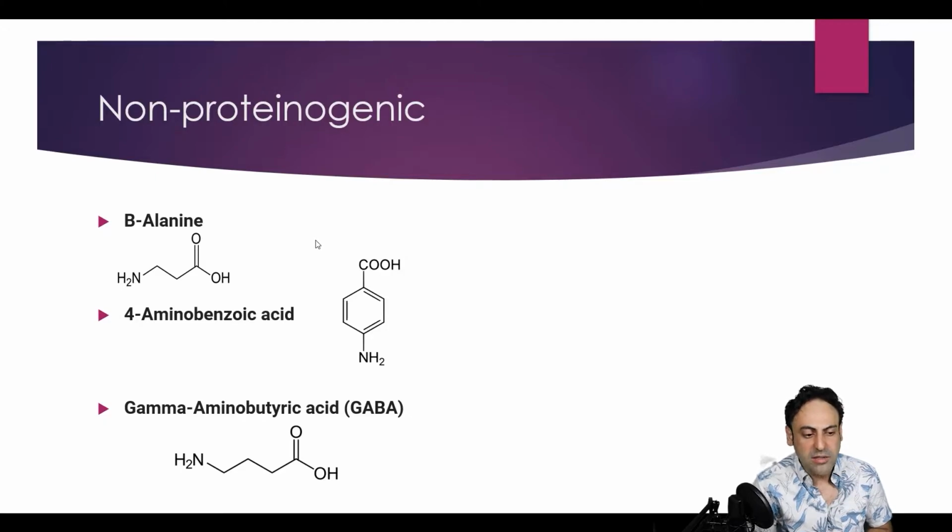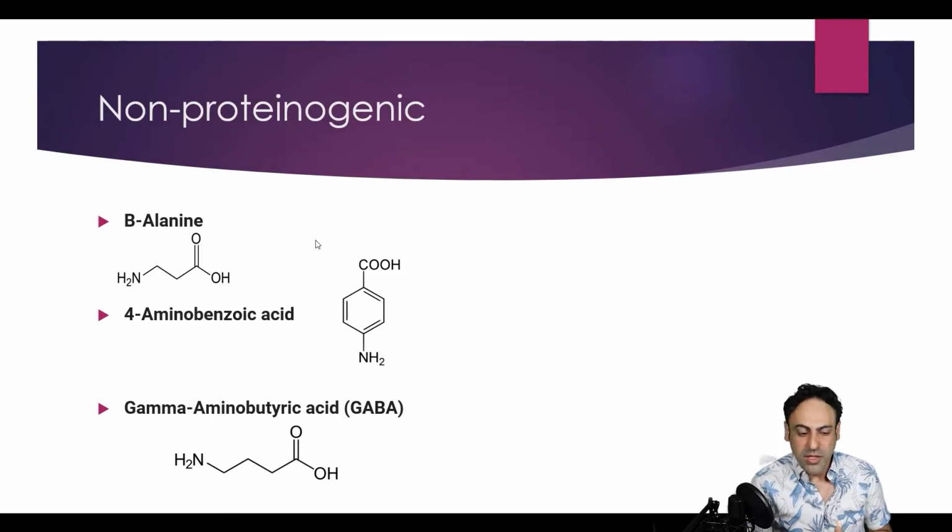The other one is 4-aminobenzoic acid that you see in the picture, and gamma-aminobutyric acid, which is GABA. GABA is one of the most important ones, and GABA is actually a neurotransmitter and a receptor as well in the synaptic cleft. What it does is regulate the signals between the nerve cells.